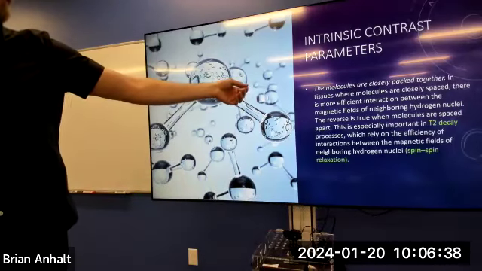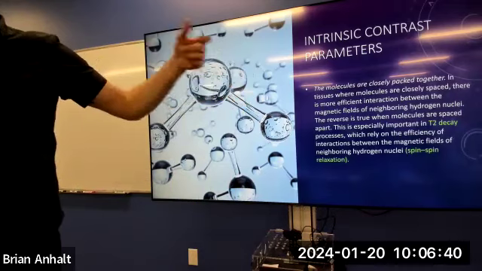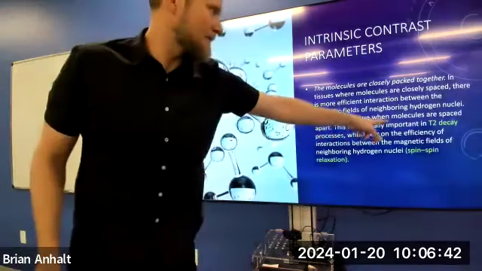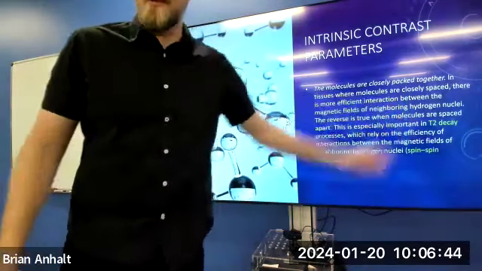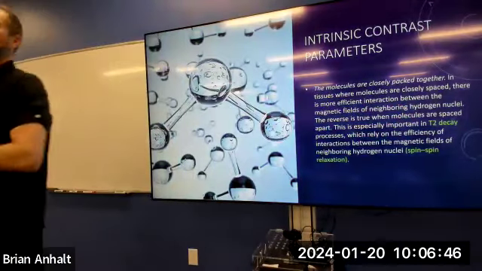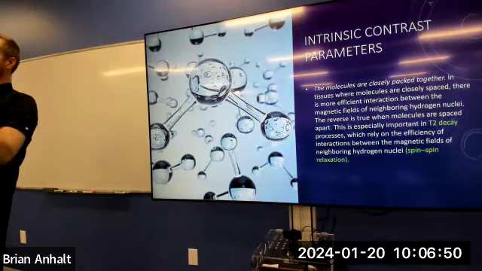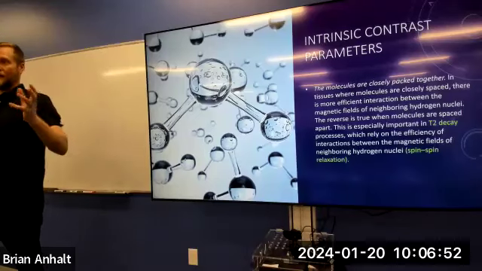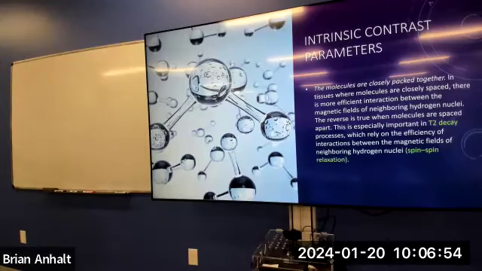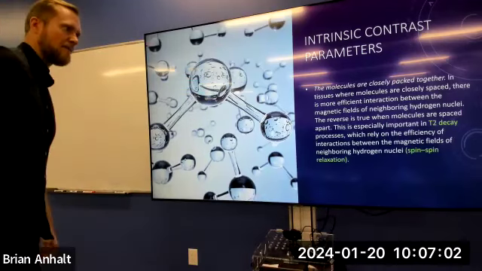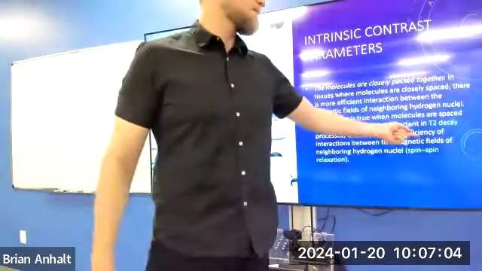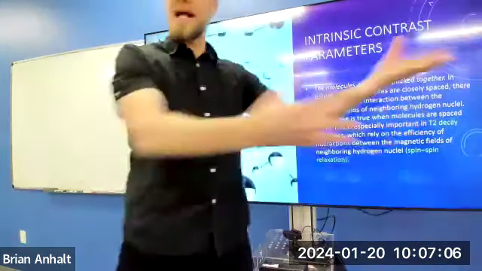If they're closer packed together, you're going to have more T2 decay happening. Because remember, spin-spin relaxation is exactly that. It's spins affecting each other, causing that decay of transverse magnetization, right? Those spins are going to affect each other easier if they're closer together. So if we have more closely packed together molecules, we're going to have more efficient T2 decay, meaning it's going to happen faster.